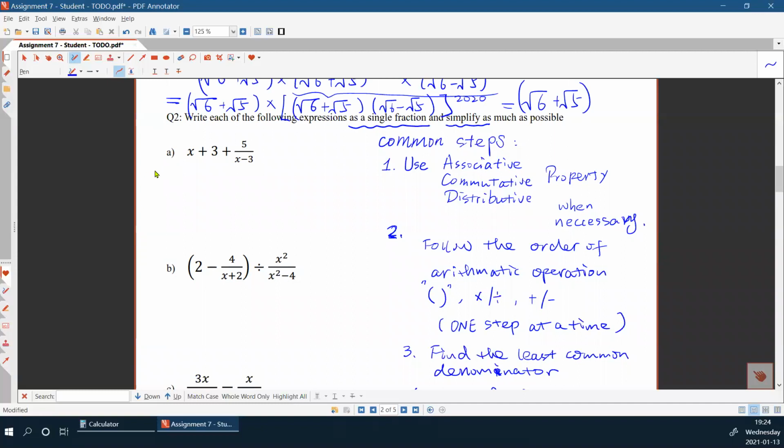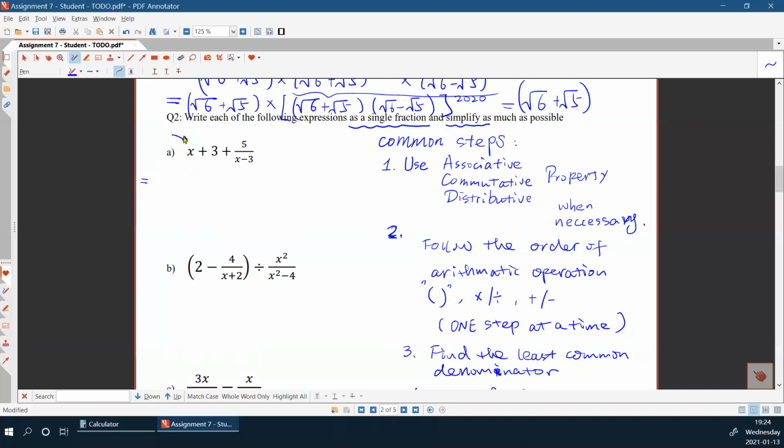Let's see the first one. You can either treat these two as a whole, or you can also treat them separately. Both ways work. If we treat these three terms separately, what's the least common denominator? Apparently it's x minus 3, right?